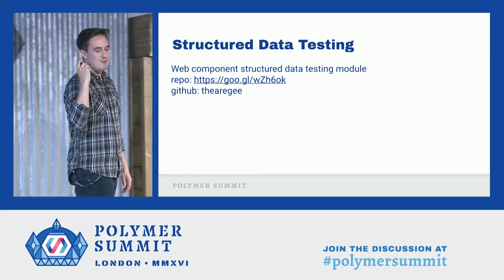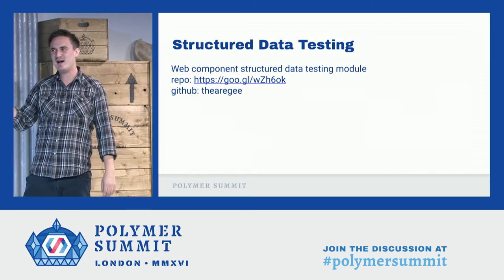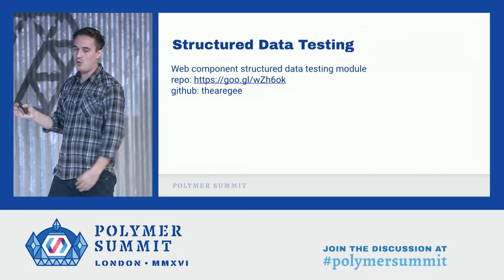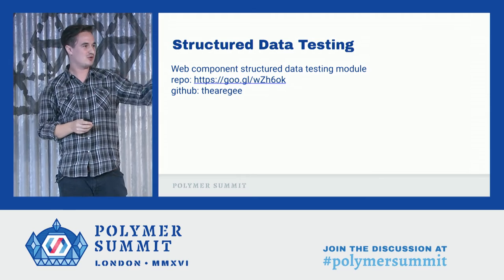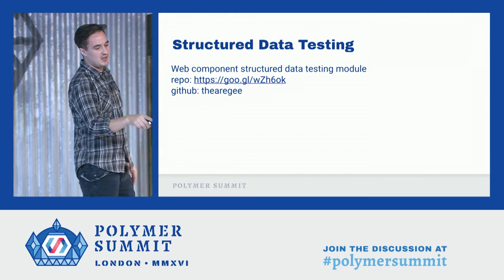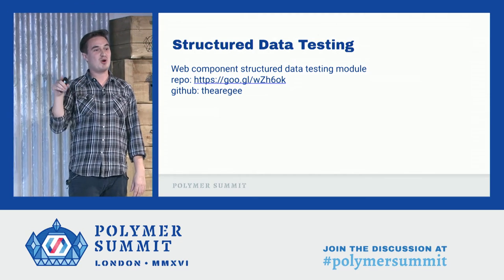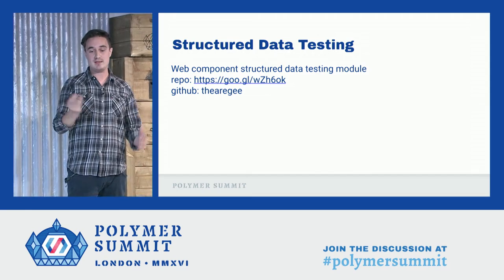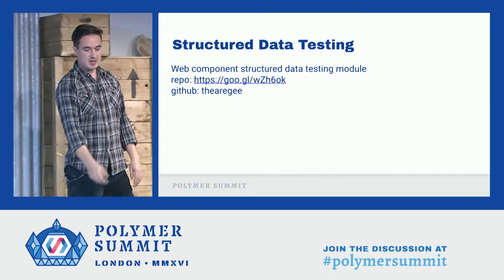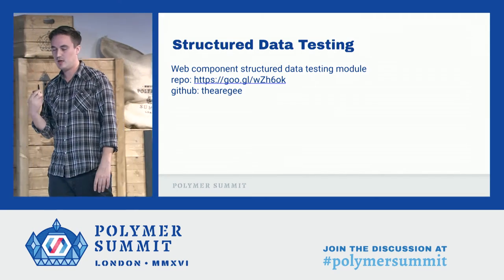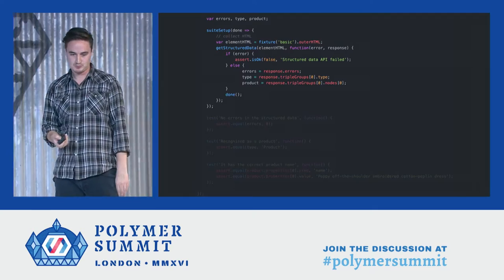So we want to be able to do this at CI level, though, right? We want to run these tests at automation. We don't want to just copy and paste into the Google structured data tool. So there's a module here that we created that will act as a proxy and do that for you. So if you want to automate this testing, you can. So again, it's on my GitHub, and if you go to that repo, you can do it. And I'll just explain quickly how it works.